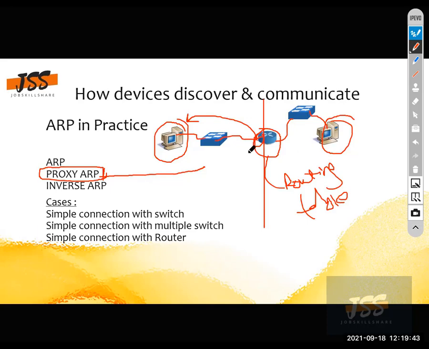It is just like give and take. It will take this one and give it to this one, and take from here and give it to this one. This is known as proxy ARP, and I will show you in a demo as well how it works.